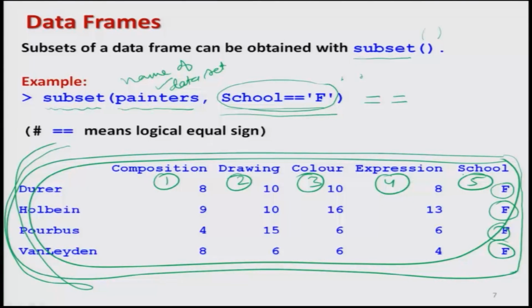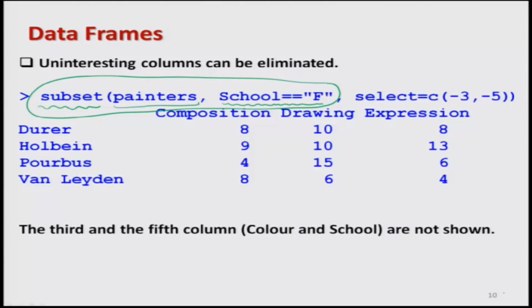And suppose I am not interested in the third and fifth column and I want to remove them. So, that is what I am trying to do here. So, I am now trying to say select, this is another option, what?